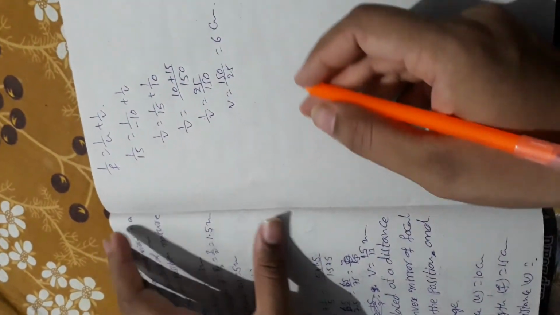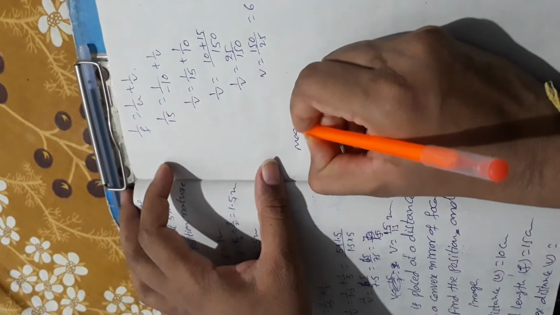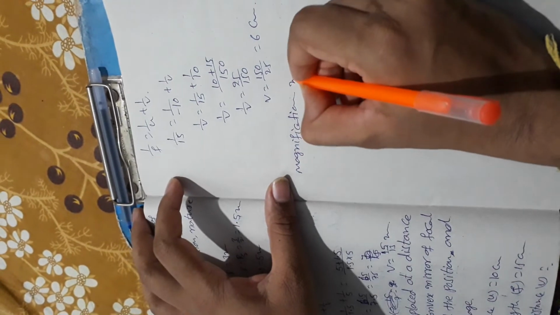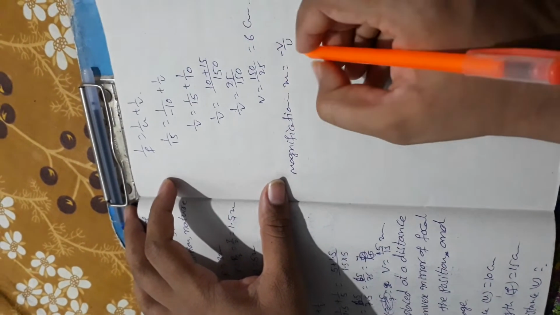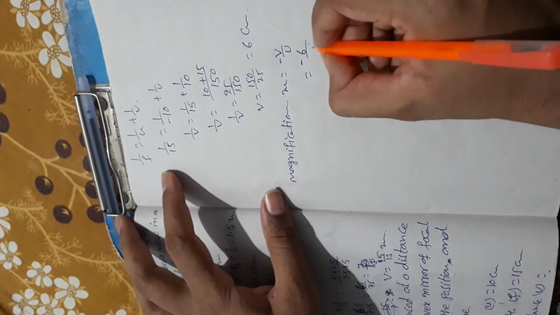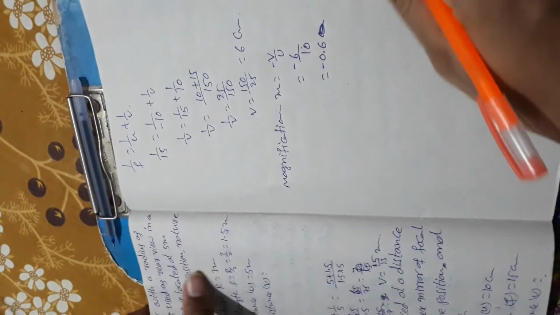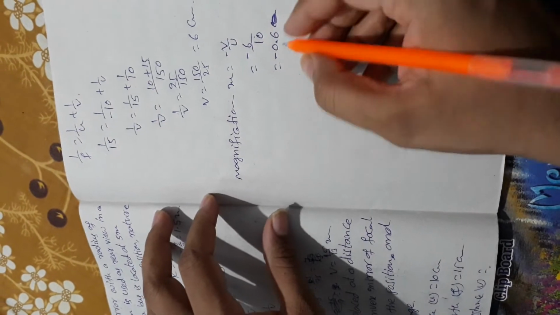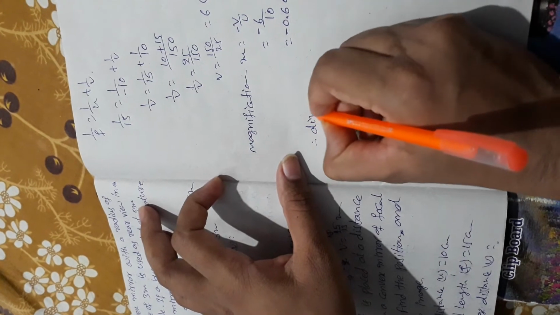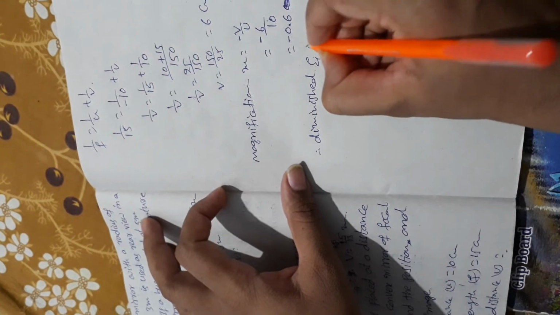After that, we want to find the position and nature of the image. Nature of the image means we should use magnification. Magnification M equals minus V by U. That means minus V value means 6 and object distance will be 10. So the value will be minus 0.6 as the magnification. That means the magnification is less than 1, so it is a diminished image, and here a negative sign is there, so it is inverted.